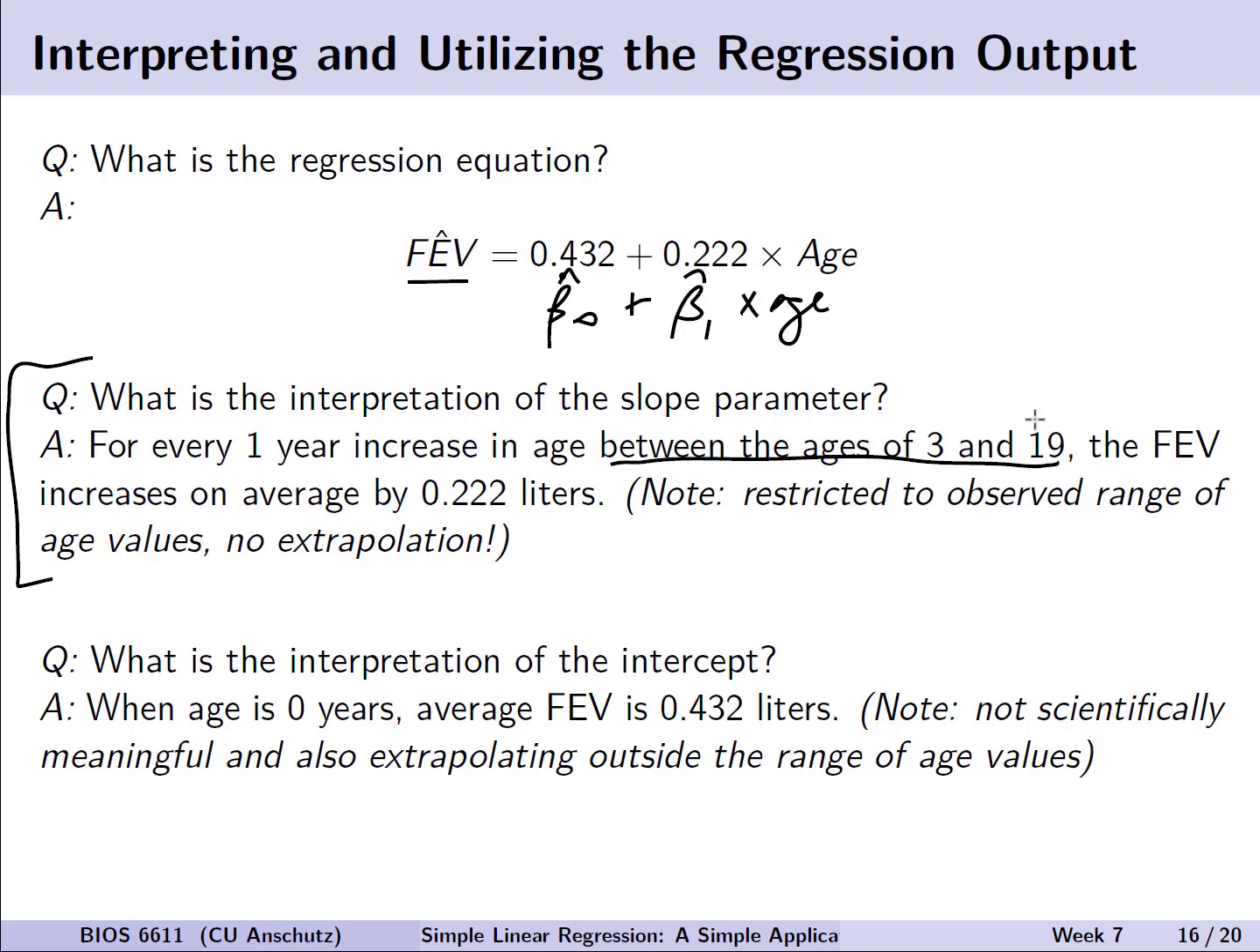So it's not meaningful because measuring someone with an age of 0 implies right when they're born, and it's unlikely we would have adequate techniques to measure that. And also, our study doesn't include anyone that young anyway. So it's inappropriate in this case to really interpret the intercept. However, this general framework of when everything is set equal to 0, that is the average of the outcome we expect.